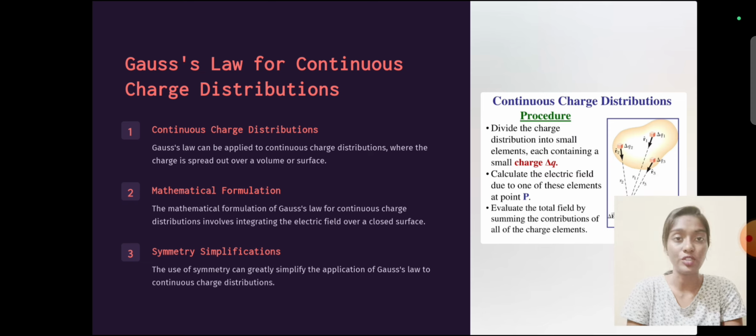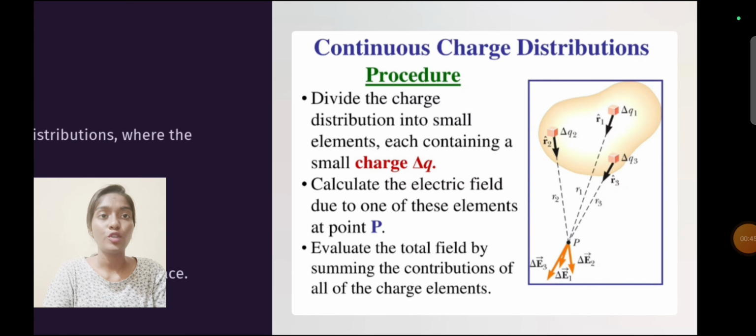The mathematical formulation of Gauss law for continuous charge distributions involves integrating the electric field over a closed surface. Symmetry simplifications. The use of symmetry can greatly simplify the application of Gauss law to continuous charge distributions. Procedure. Divide the charge distribution into small elements, each containing a small charge delta Q. Calculate the electric field due to one of these elements at point P. Evaluate the total field by summing the contributions of all the charge elements. You can see the diagram on the screen. Let's move forward to the next slide.